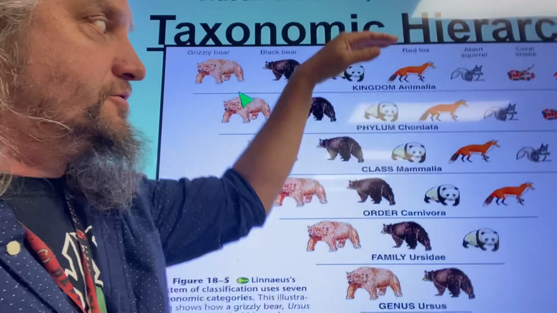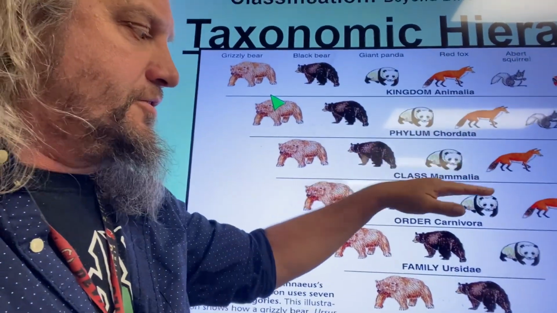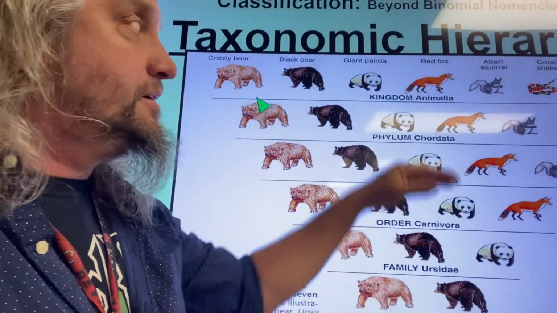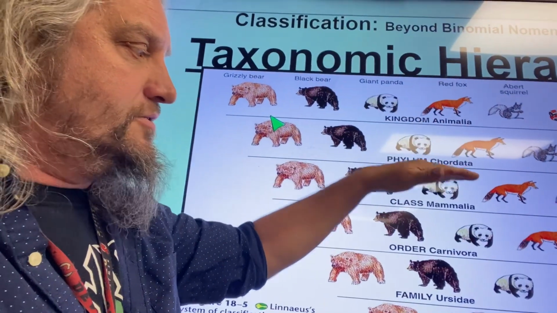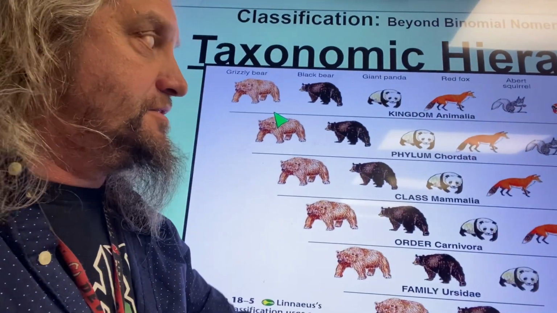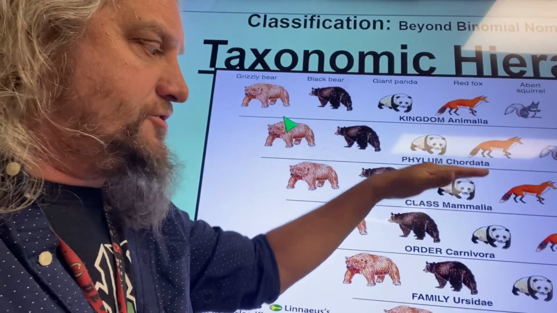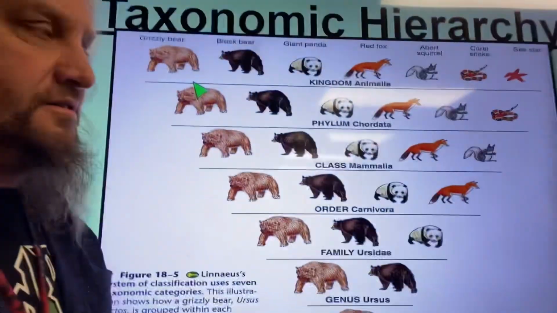Right? So kingdom, phylum, class, order, family, genus, species.